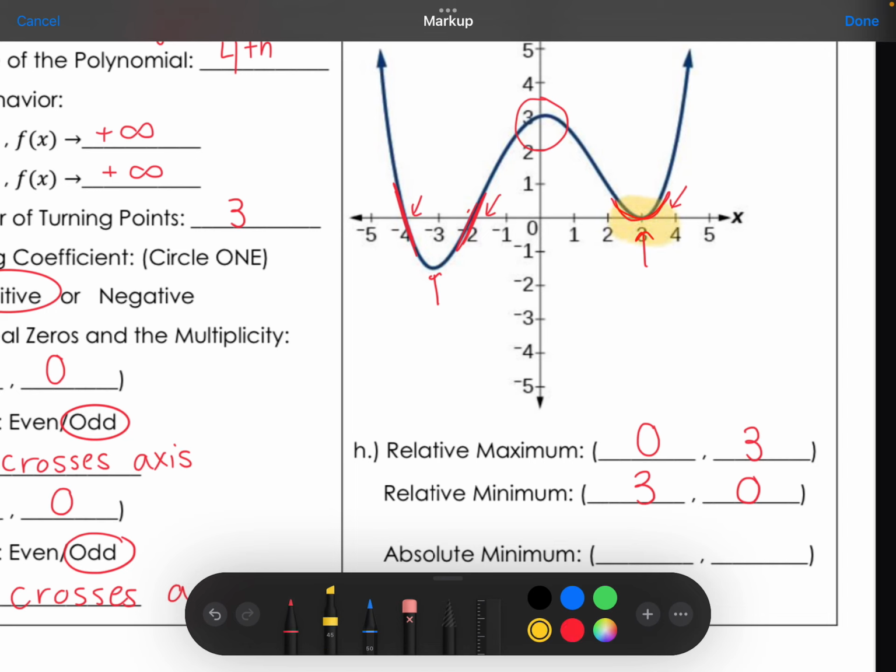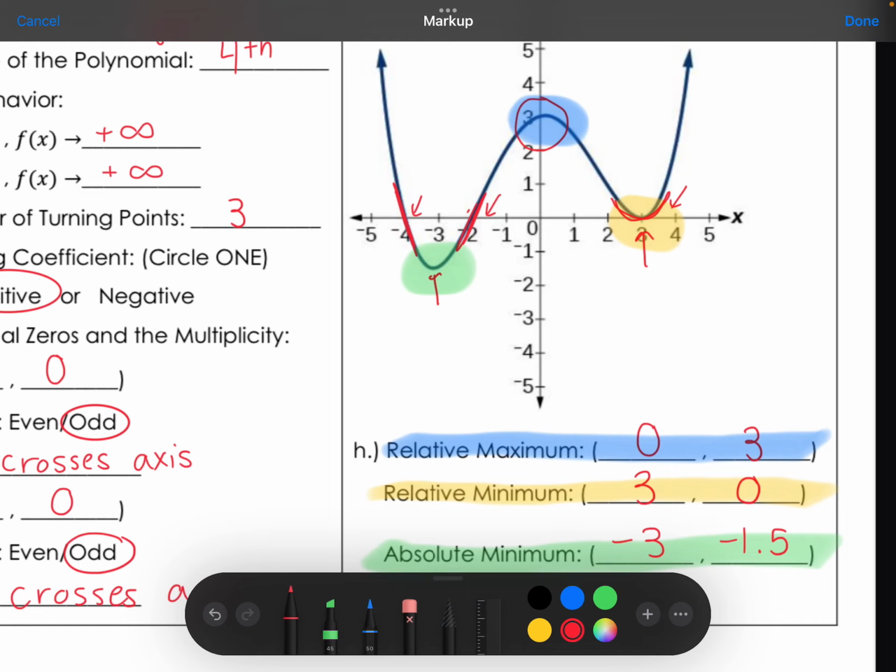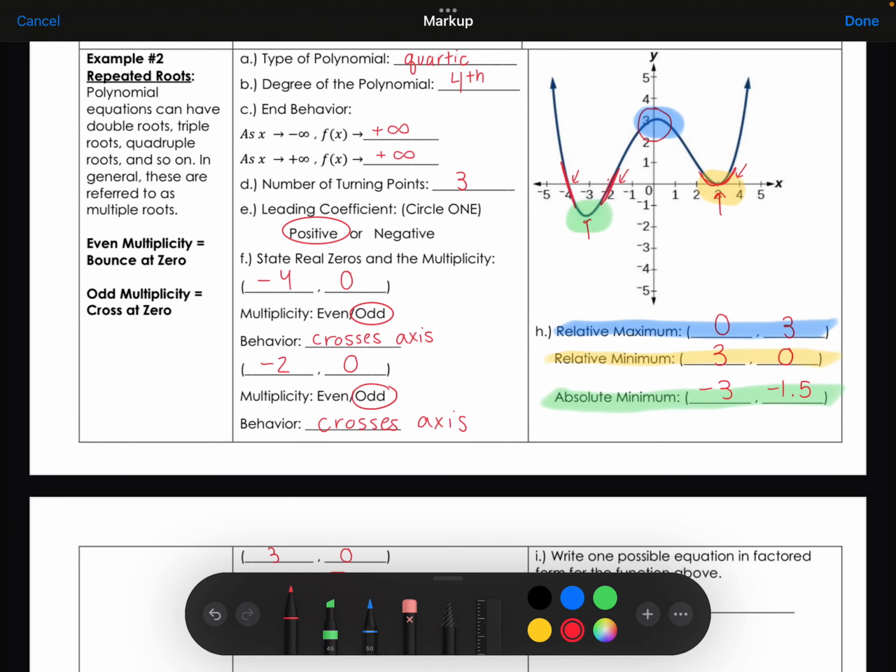Minimum. Maximum. And then we have an absolute minimum here, because that's the lowest that function's ever going to go, which makes it absolute, which is at -3, -1.5. So just to clear things up, absolute minimums or maximums are also still relative minimums, maximums, but they're also additionally absolute.